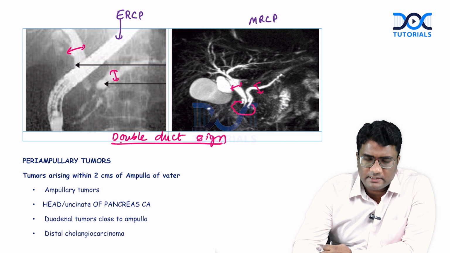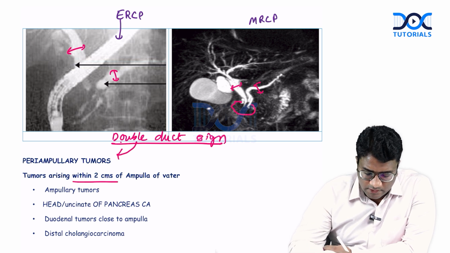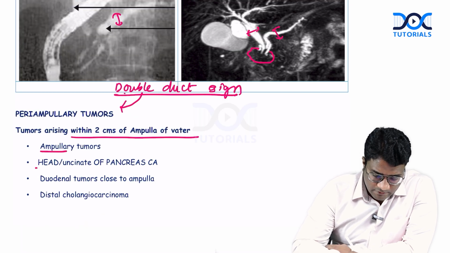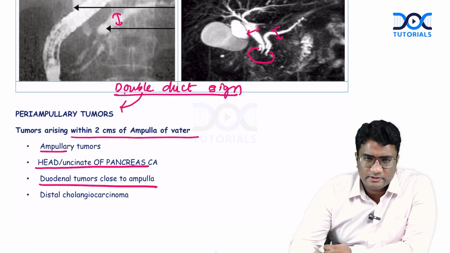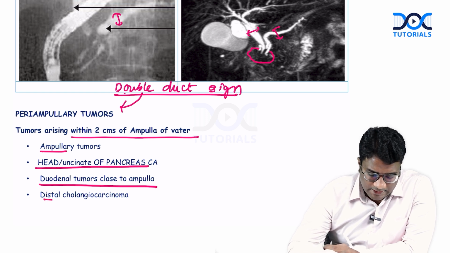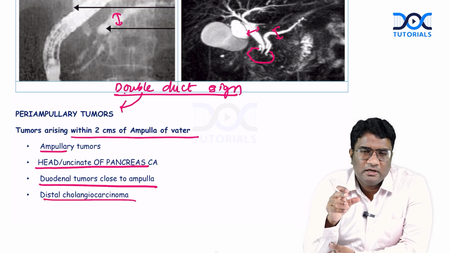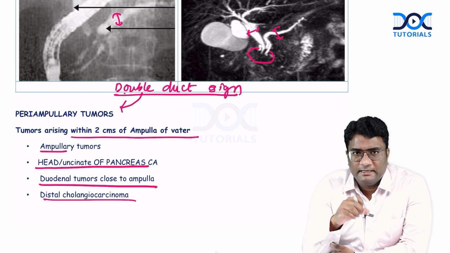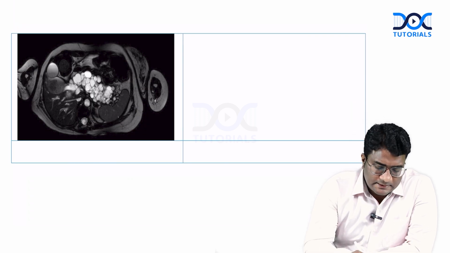And where do you see this double duct sign? In periampullary tumors, tumors which are within 2 centimeters of the ampulla of Vater. So, they can arise from the ampulla, they can arise from the head or uncinate part of the pancreas, they could be duodenal tumors close to the ampulla, or this could be a distal cholangiocarcinoma. So, any cancer that is developing within 2 centimeters of the ampulla of Vater can produce this double duct sign. Please remember periampullary cancers.